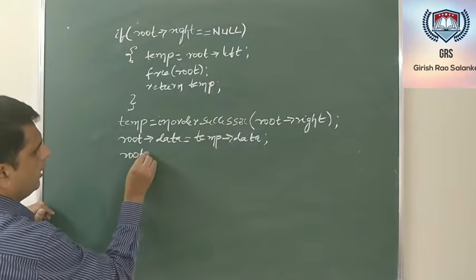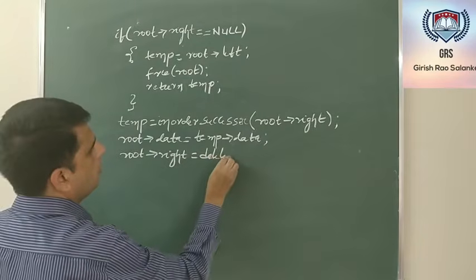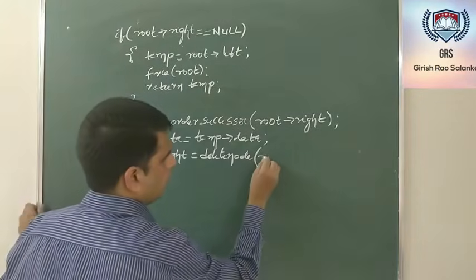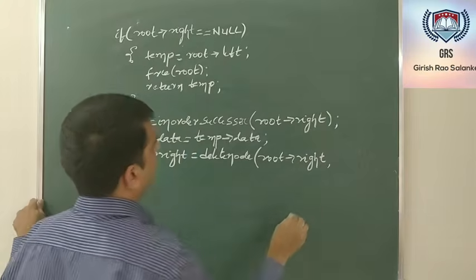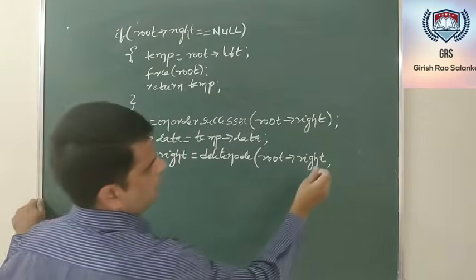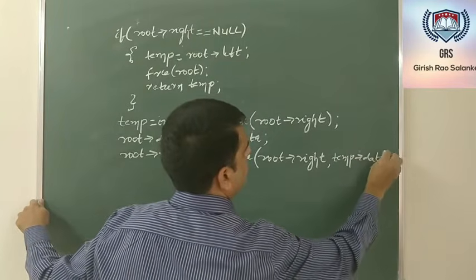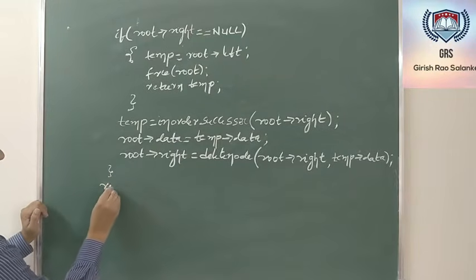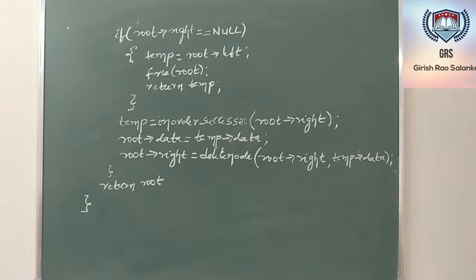So root of right is equal to delete node of root of right, comma temp of data. Now close the else statement, return root, and close the function. This was about the deletion function.